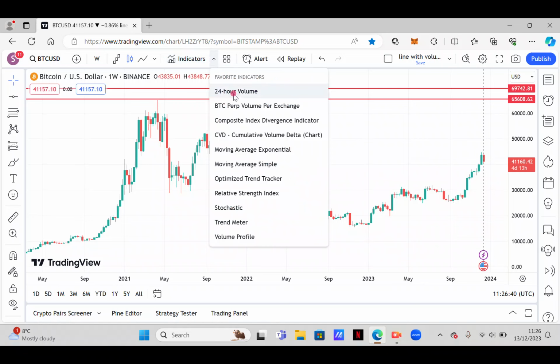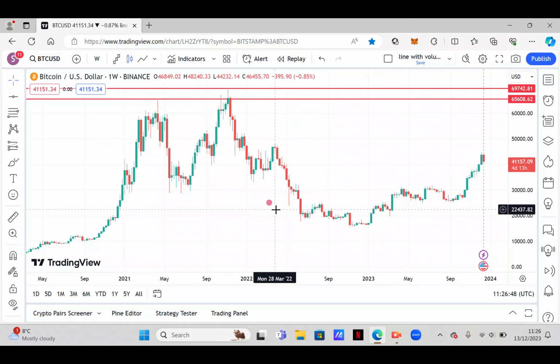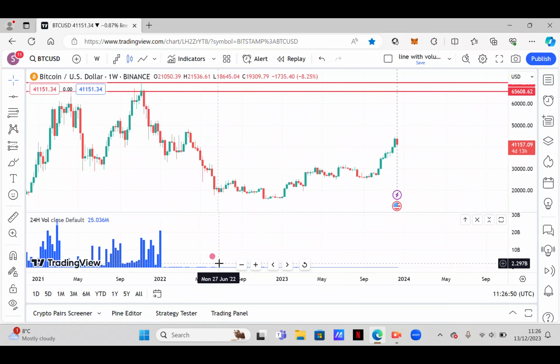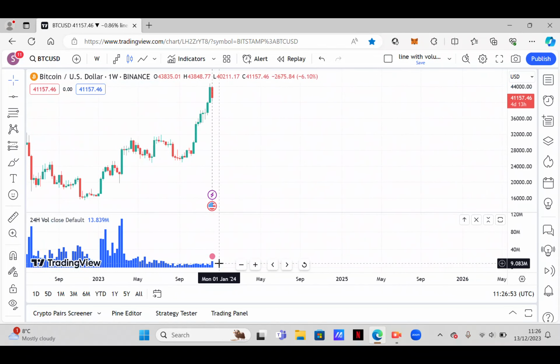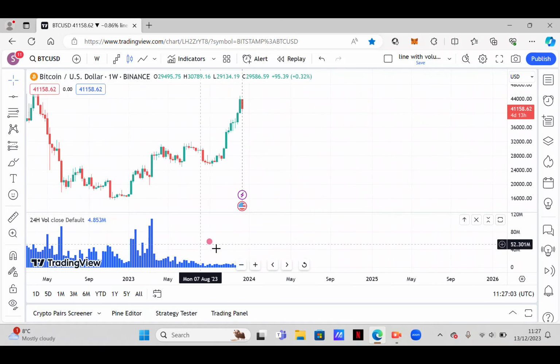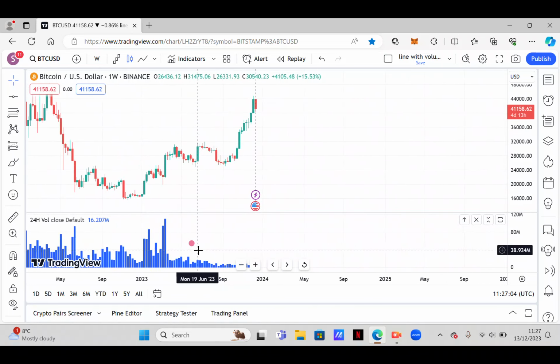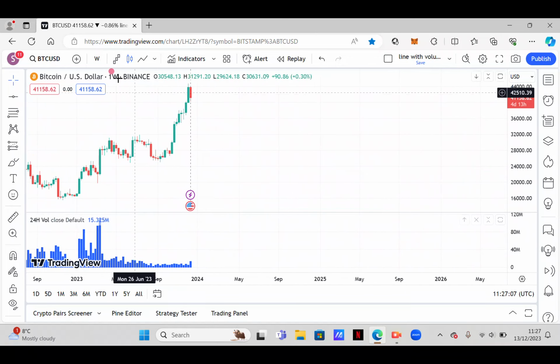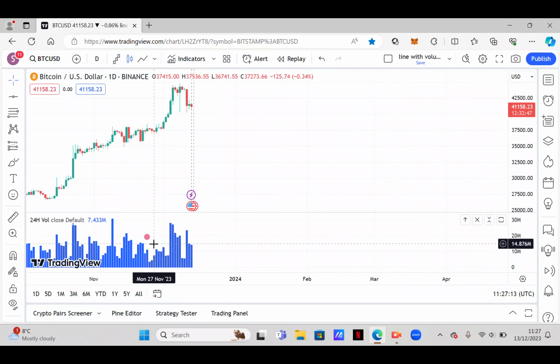Okay, here are all indicators. You can put other indicators: 24-hour volume, stochastic, optimized trends. 24-hour volume gives you an idea how much selling pressure there was. Okay, if there is high volume, there are probably big investors going in, institutional investors. Here the volume has gone down a bit. Here there was a lot of volume on the weekly. It's not that easy to see the real volume. Okay, so that's on the daily.